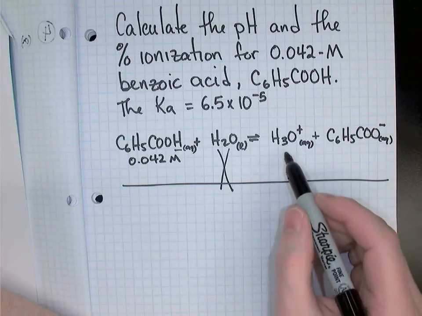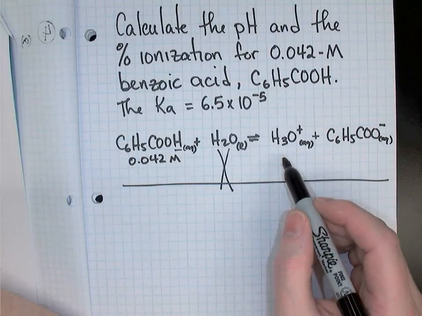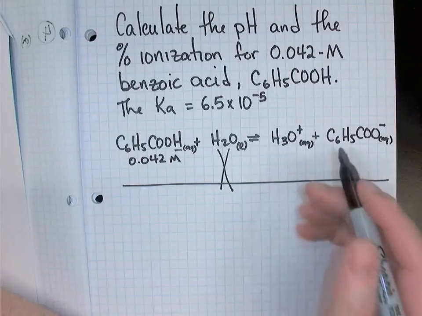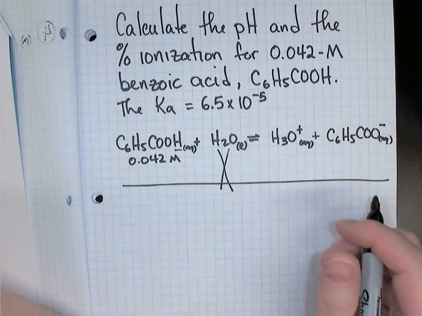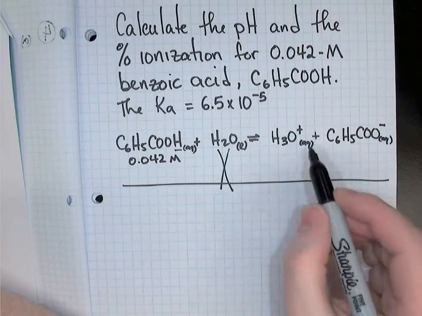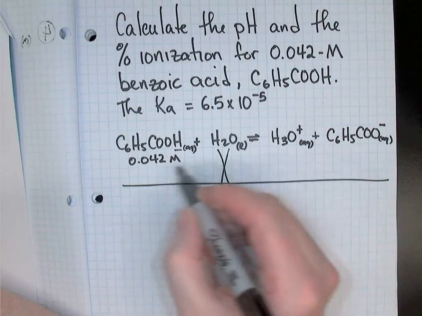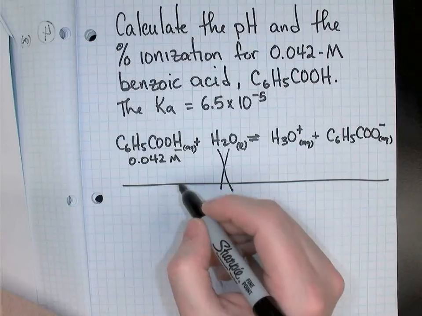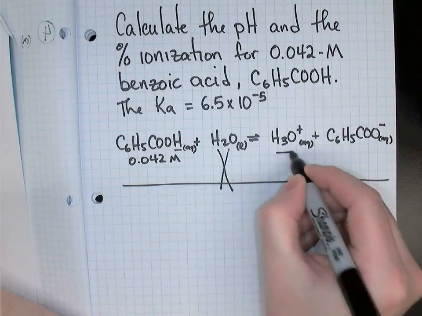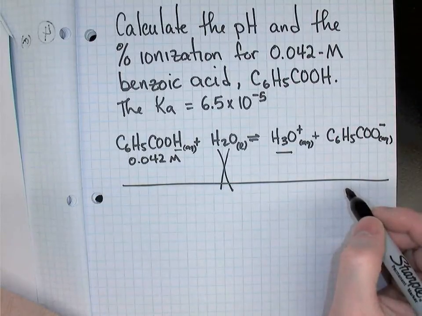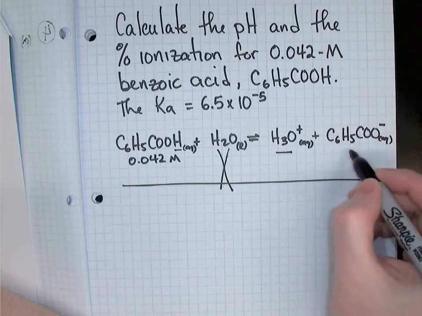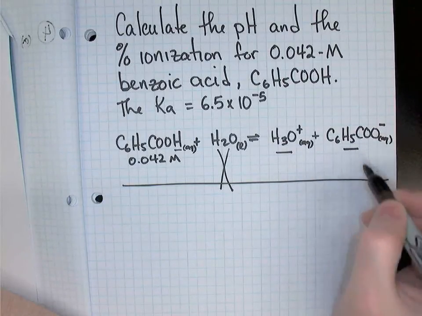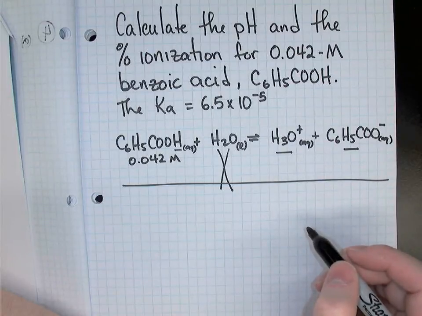Since the pH is 7, it means there's 1 times 10 to the minus 7 molarity hydronium in pure water. And we know that that comes from the self-ionization of water. That amount, though, is so small compared to what this acid is about to produce that we will ignore it and say that there's essentially no hydronium in the water initially. There certainly isn't any benzoate ion, the conjugate base, initially.